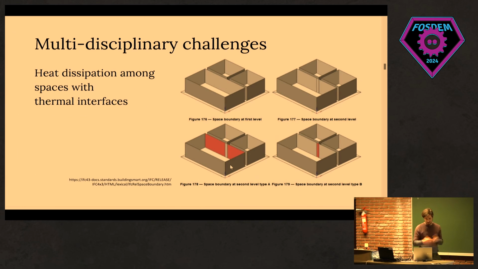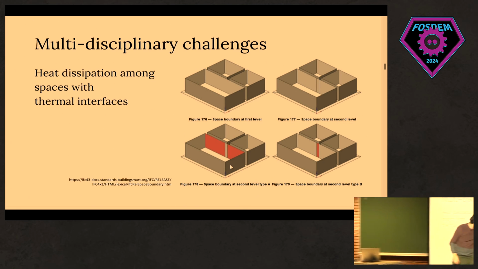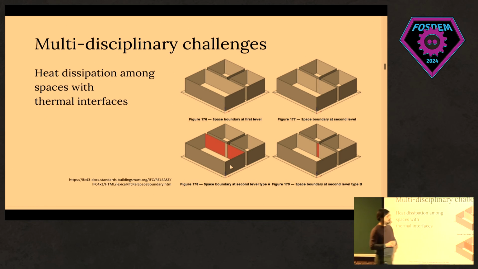But we have other, let's say, different perspectives on geometry. If you want to do thermal simulation, so we are here in this room generating a lot of heat, and that heat dissipates to neighboring spaces. Then you're not really interested in all the detailed elements that make up your building. You just want to have basically a graph of spaces and thermal interfaces between them.